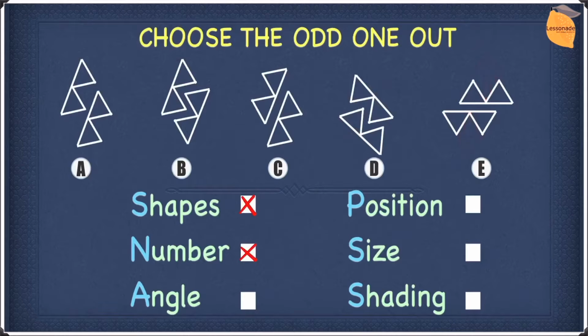This means our odd one out for this example is going to be A, because only in A do we have both the shapes pointing in the same direction. However, for the rest, they all point in the opposite direction. So we can safely say our answer to this question is A. So I hope you guys understood everything so far. Now, let's go on to the next one.